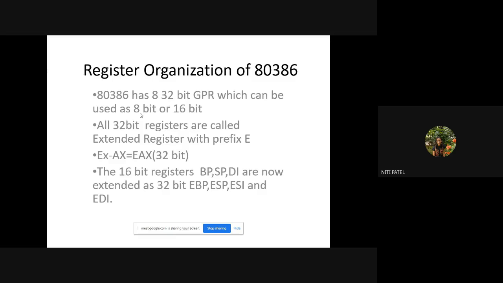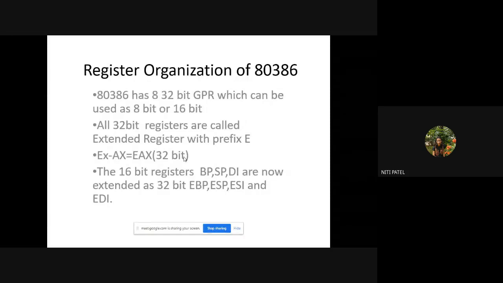And if you are using it as the entire 32, we'll call it EAX, EBX, ECX, and EDX. Why? Because it is extended, and how much is it extended? By 16 more bits. So 16 plus 16 gives me 32 bits. Is that clear? Yes, ma'am, clear. Thank you.